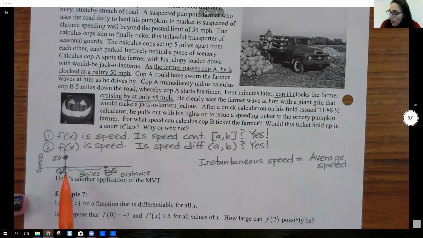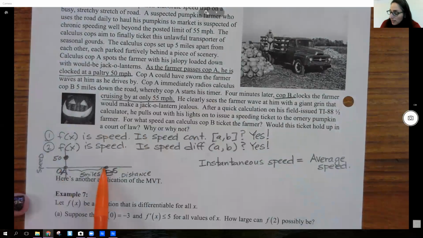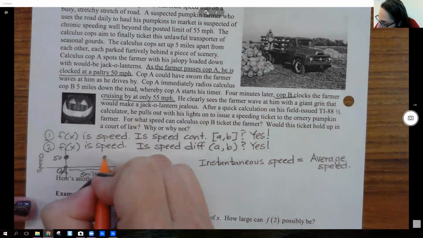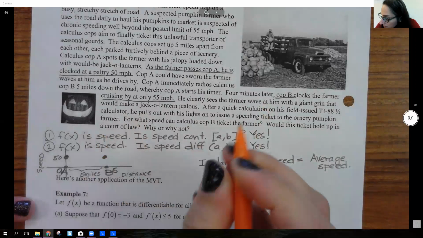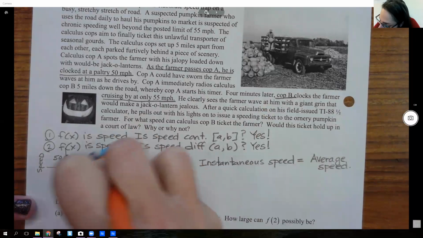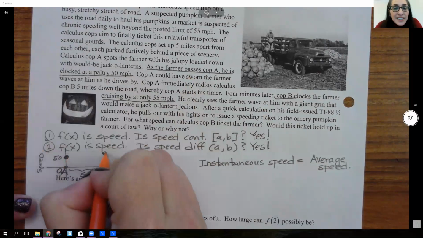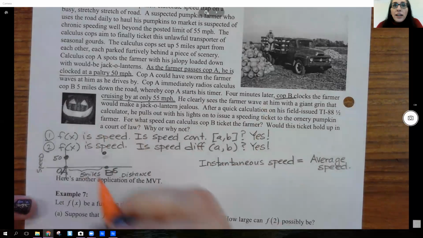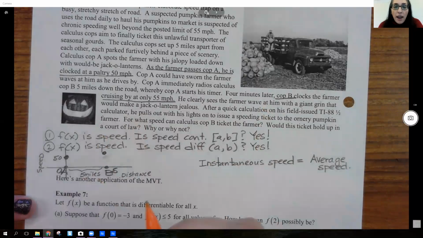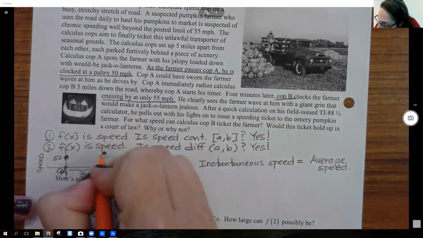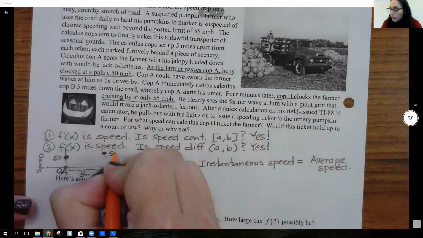So 5 miles down the road, the guy does the radar gun on him and clocks him at 55 miles an hour. Oh, I guess it's not completely level. It's slightly higher, isn't it? But remember, this is not Rolle's theorem, so they don't have to be the same height. Remember, MVT doesn't require that the y values be on the same level, only Rolle's theorem. So it's okay that this is 55. So now he's going 55 miles an hour.